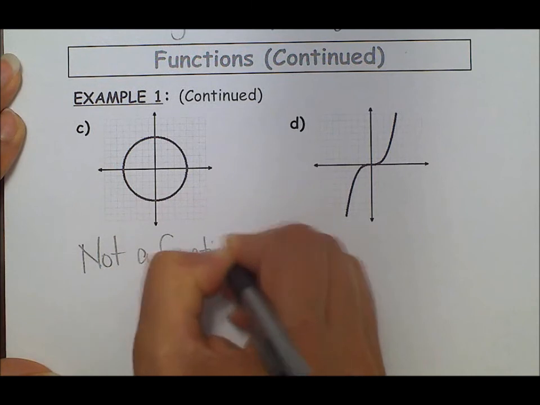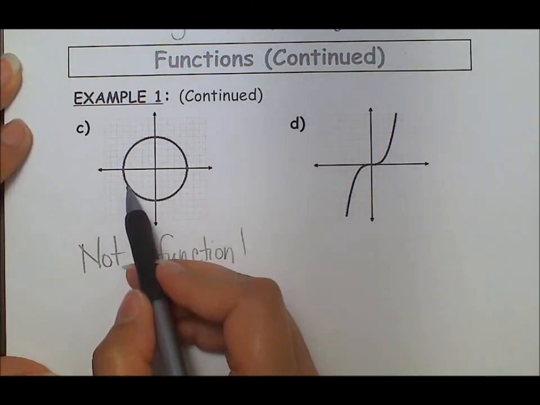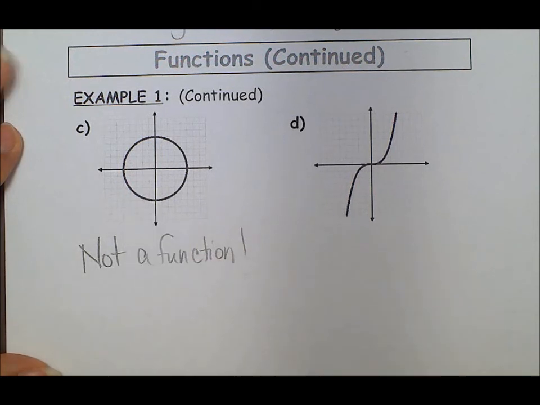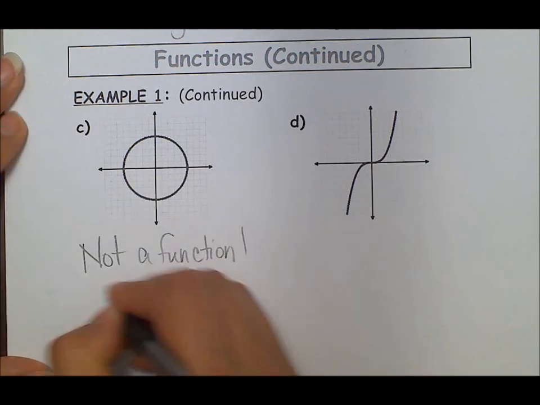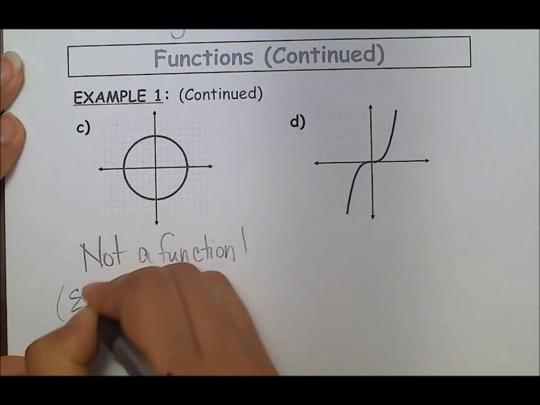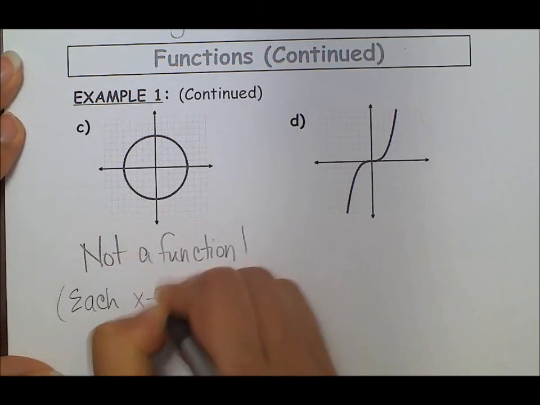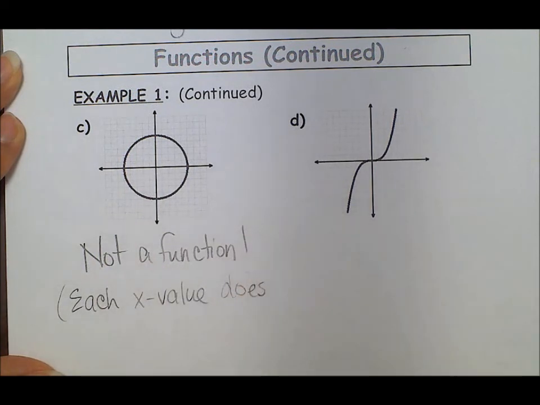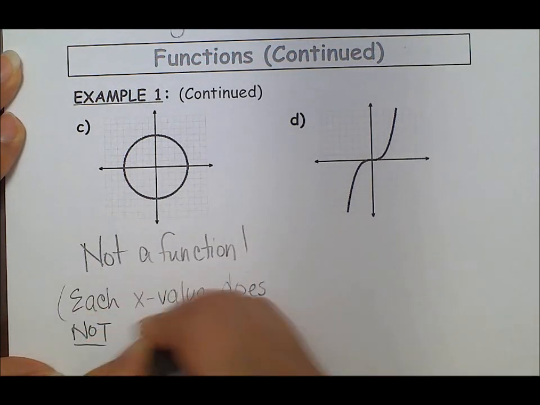And that's because it's not just one value of x that has multiple values of y, it's a bunch of values of x that have multiple values of y. Okay? So each x value does not have a unique y value.